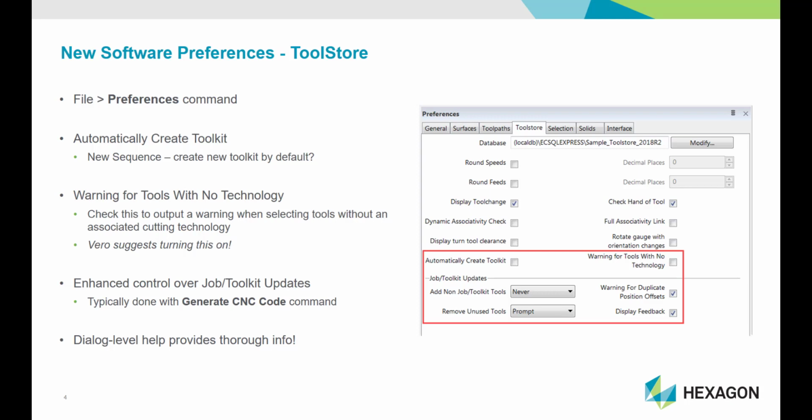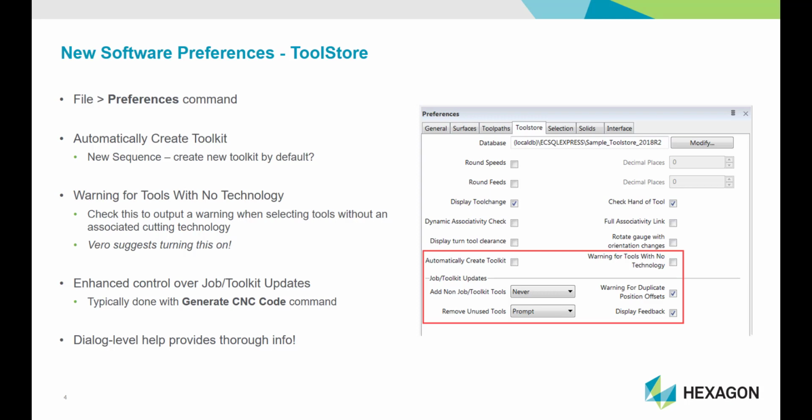There's an option now to automatically create toolkits that can be either turned on or turned off. So many customers have noticed that when we make a new sequence in the software, that the software wants to create a new toolkit, and if you don't want to do that, you need to take a moment to remove the suggested name so that a new job kit is not created as part of making the sequence. There's now a checkbox to control that in the software, so that's something that many users have asked for.